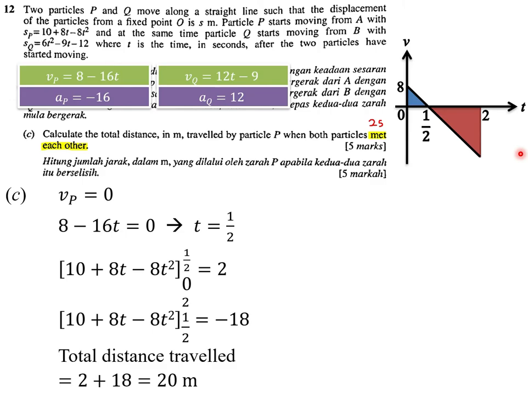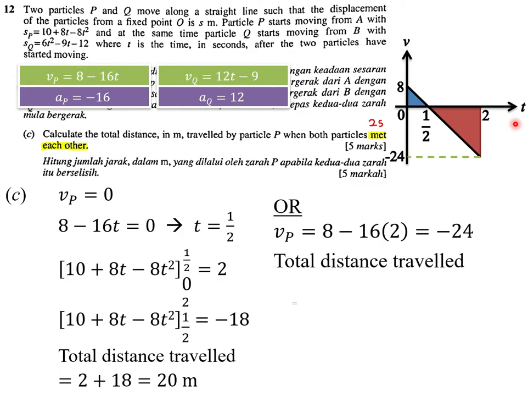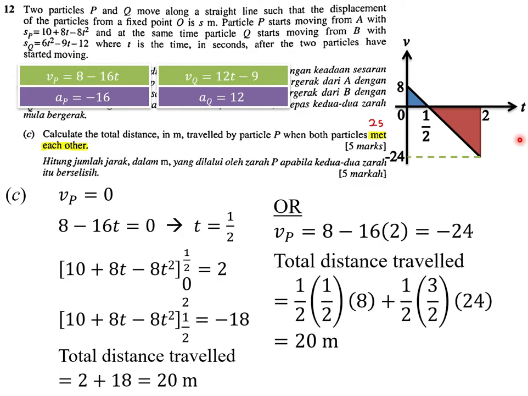If you look at this diagram, do you notice that we can actually find the total distance in an easier way? Because of linear, the area is a triangle: 1/2 times base times height. If you want to find the area of the triangle, we need to know first what this point is, right? We substitute the 2 inside the equation, so you will get negative 24, which is this point. 1/2 times 1/2 times 8 for the first triangle. 1/2 times 3/2 as the base, and 24 is the height. And you add them, you will also get 20 meters.